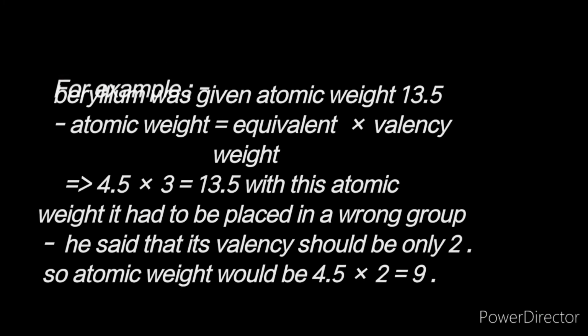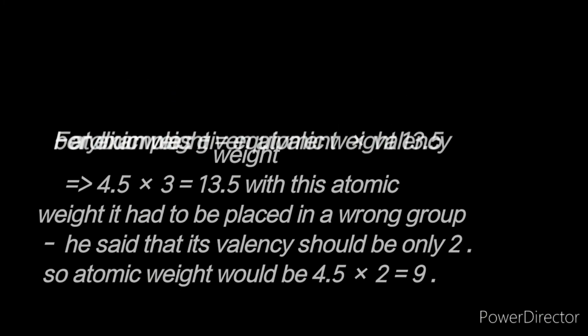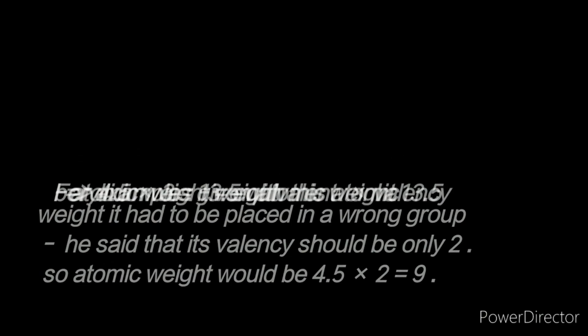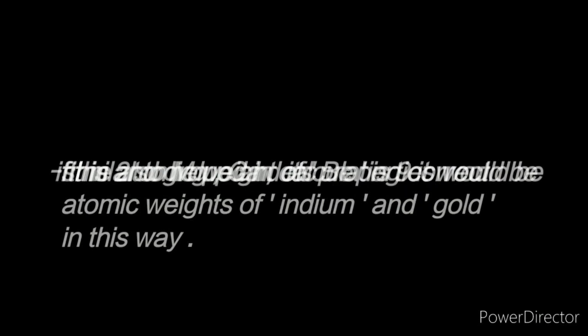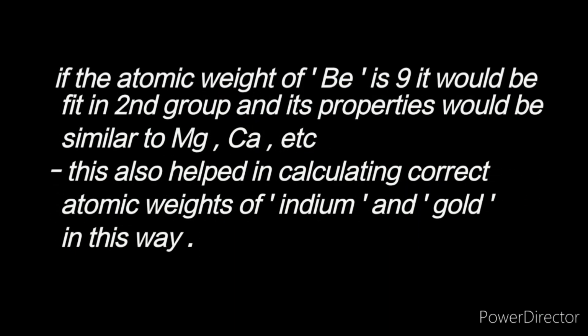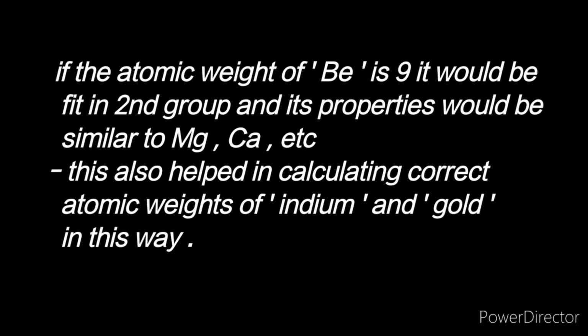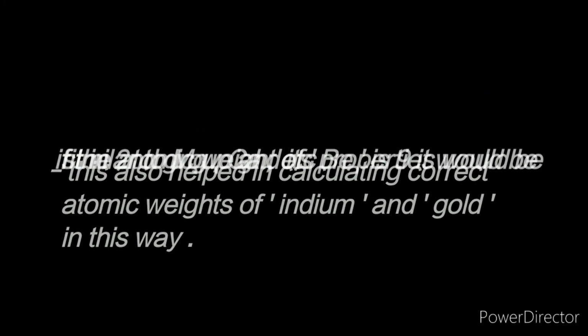He said that its valency should be only 2. Then its atomic weight would be 4.5 into 2, which is 9. If the atomic weight of beryllium is 9, it would fit in the second group and its properties would be similar to magnesium and calcium of the second group elements. In the same manner, the atomic weights of indium and gold were corrected.